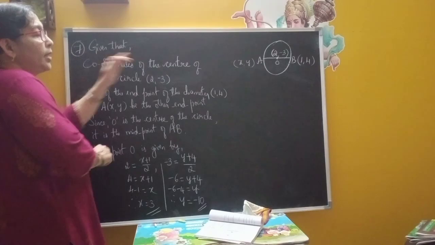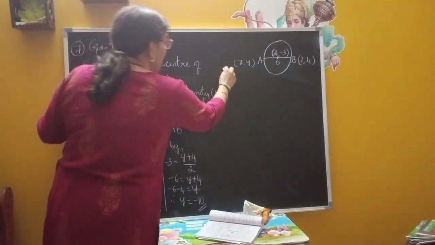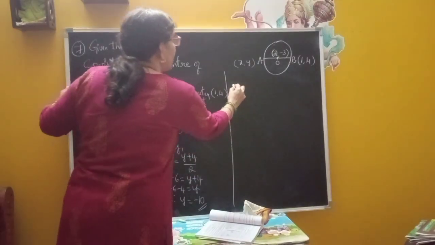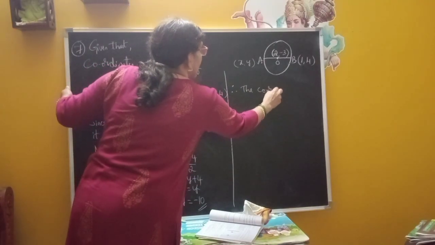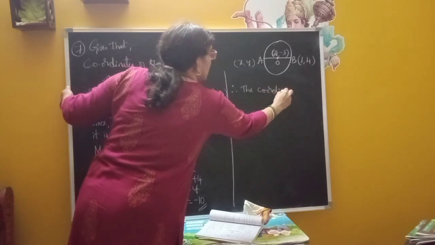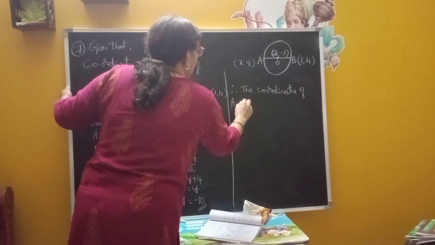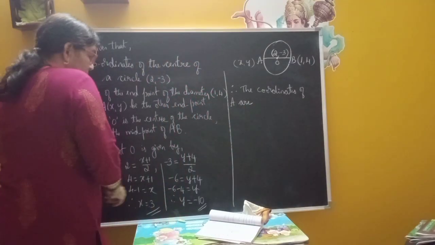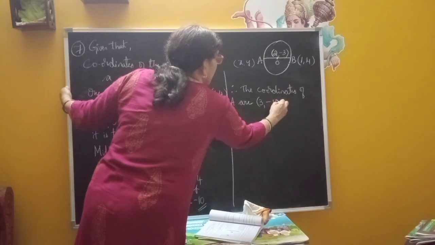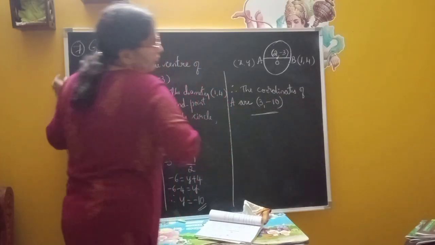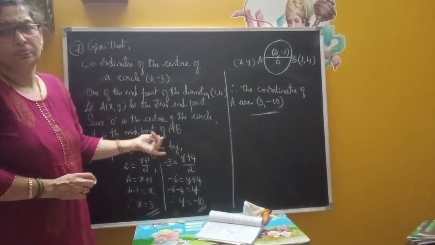So what are the coordinates of A? 3 and -10. Therefore the coordinates of A are (3, -10). This is the 7th one. Very simple problem.